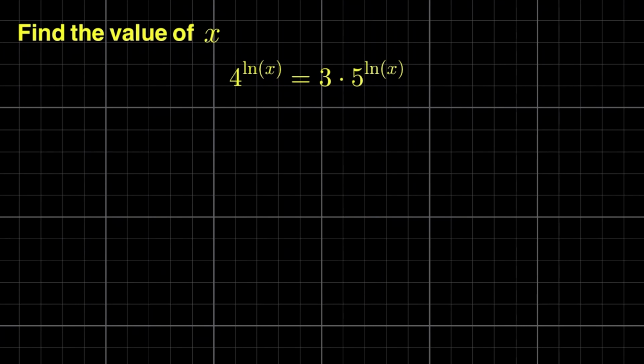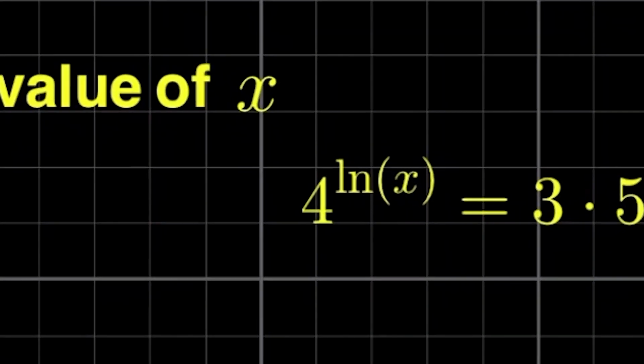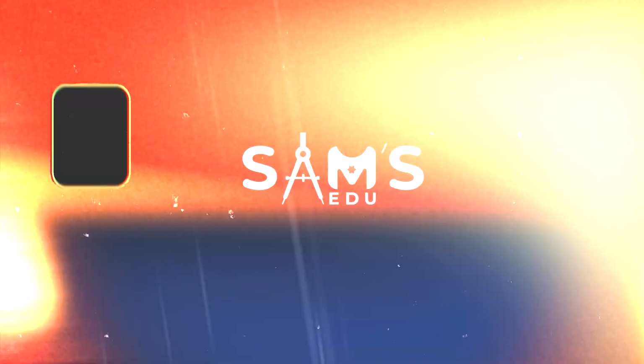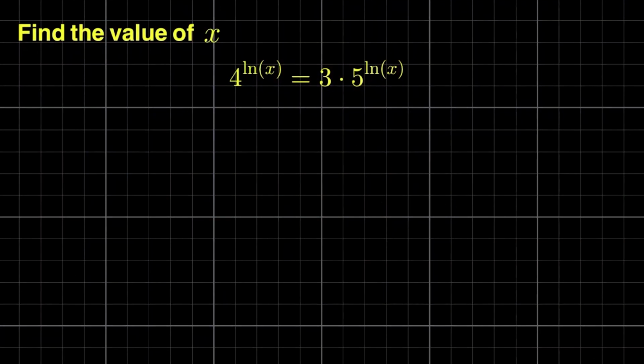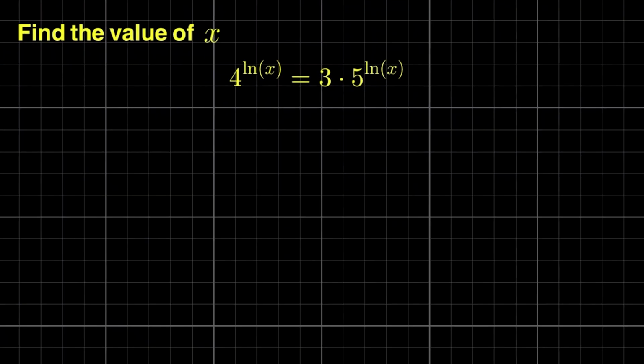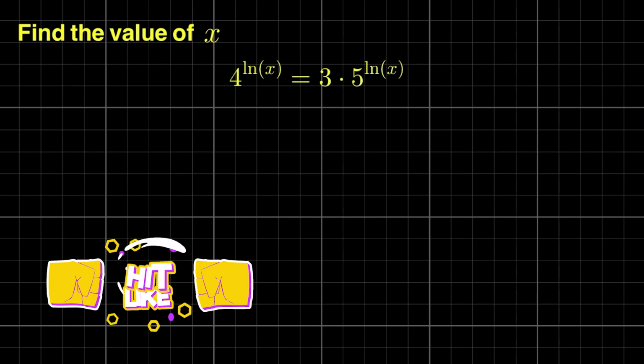Now in this question, we need to find the value of x in the following expression. The expression is 4 to the power of ln of x is equal to 3 times 5 to the power of ln of x. Because we have ln of x as a power, we need to get that down. So we don't want it as a power. In order to do that, we can use logarithm.